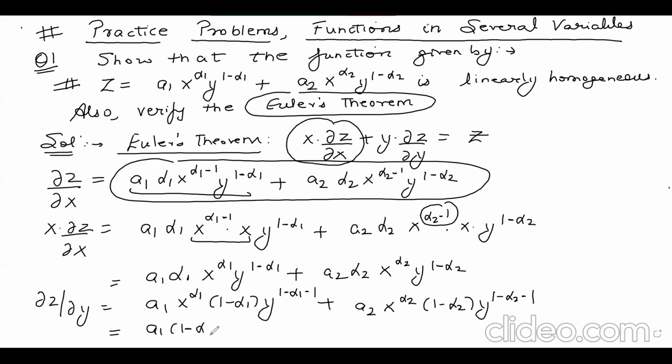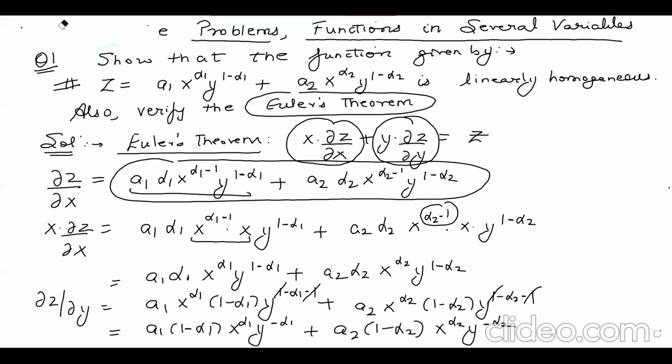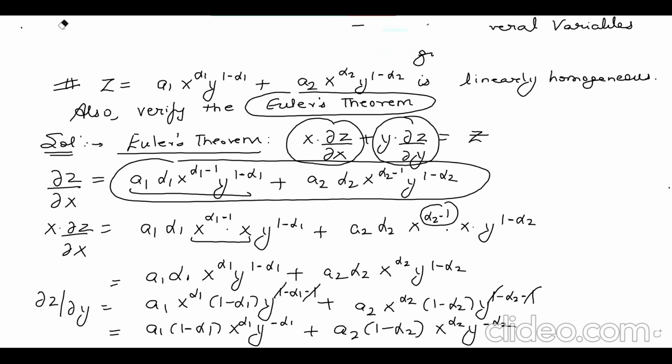a1 times 1 minus alpha 1 x to the power alpha 1 y to the power minus alpha 1, because 1 and minus 1 cancel out, plus a2 1 minus alpha 2 x to the power alpha 2 y to the power minus alpha 2, because 1 and minus 1 cancel out. This is del z by del y. Now I'm going to multiply del z by del y further with y. So let us see what we get. I'm going to erase the initial part off, and let's figure out what we get as y times del z by del y.